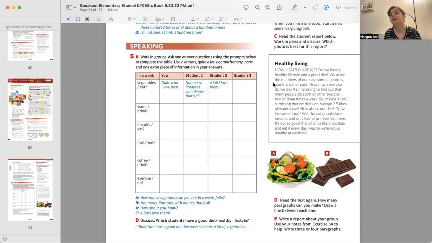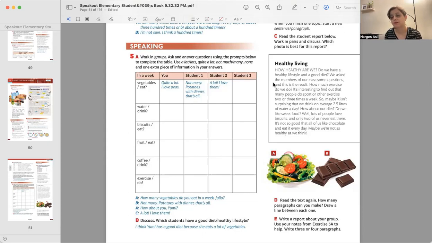Pay attention: do exercise. The verb with exercise is do. It's not play. Play might be used for sport, but for exercise it's do. 2 or 3 times a week. So maybe it isn't surprising that we drink on average 2.5 liters of water a day.